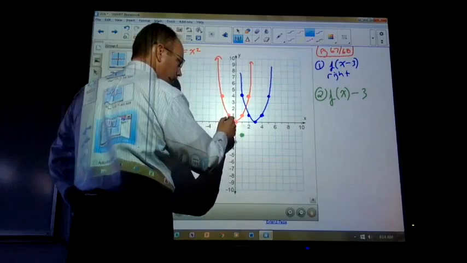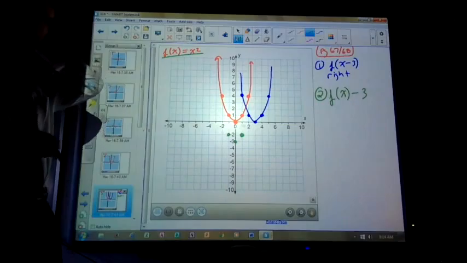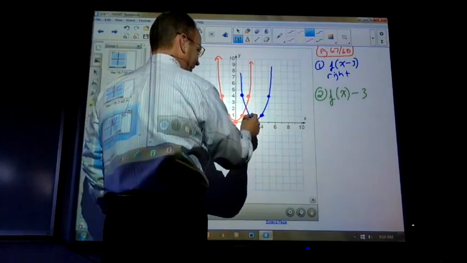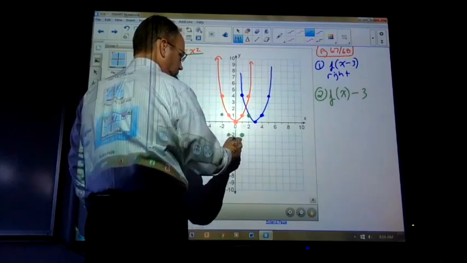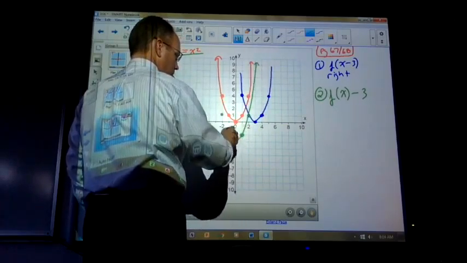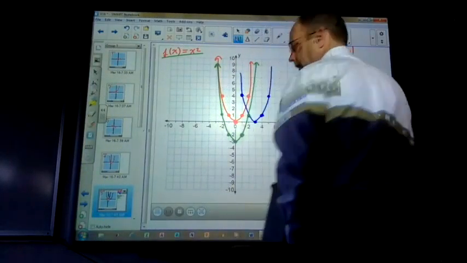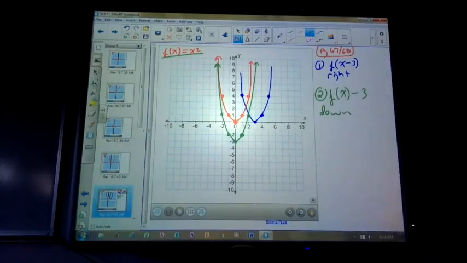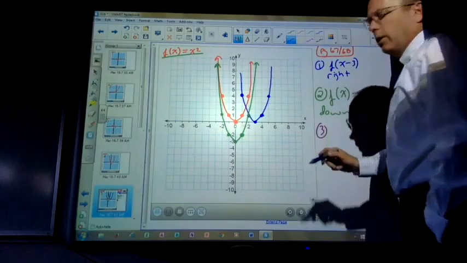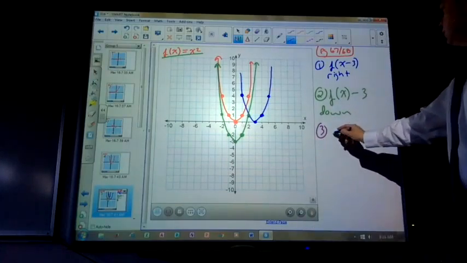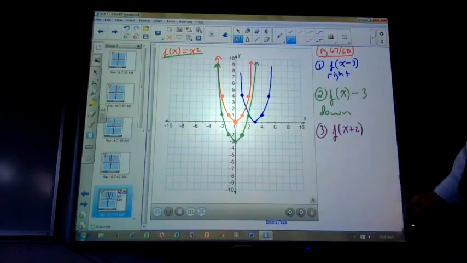So you wouldn't go from the blue. You're always going from the red. Yeah, so the red is going to be our parent function. Cool? All right, so down. Then the next one says for us, it's got a combination of events. Let's do it in purple. So number 3, we're going to do f of x plus 2 and plus 3. Casey.